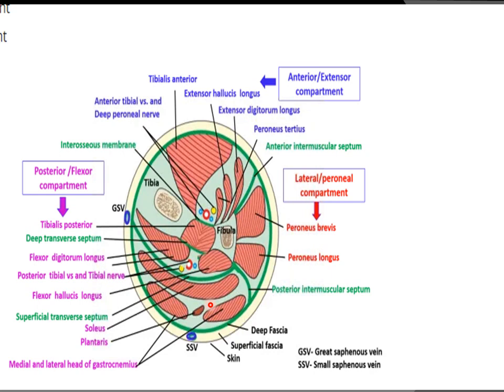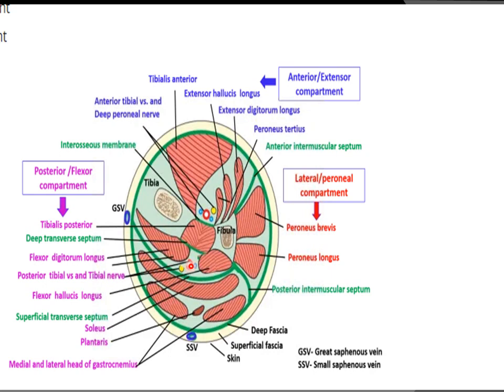Then the middle part is present between the superficial and deep transverse septa. In between these two, you have the middle part of the posterior compartment of the leg, which contains flexor digitorum longus and flexor hallucis longus, and the posterior tibial nerve and the posterior tibial vessels.